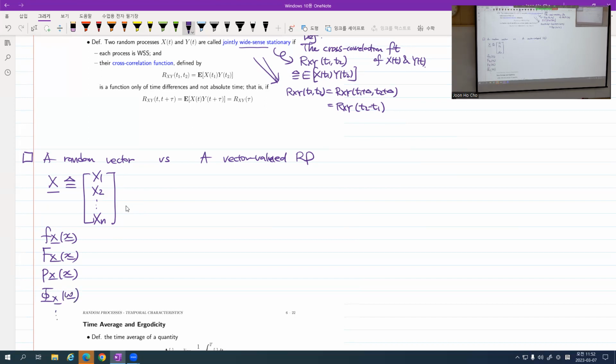Also, if you are now intrigued by the measure-theoretic approach, you may write it this way. Got it? Right? There is some underlying probability space governing the random experiment, and here's a mapping rule. For every S, you have a vector. Then this is a random vector. Of course, each function must be a measurable function, but let's not talk about it.